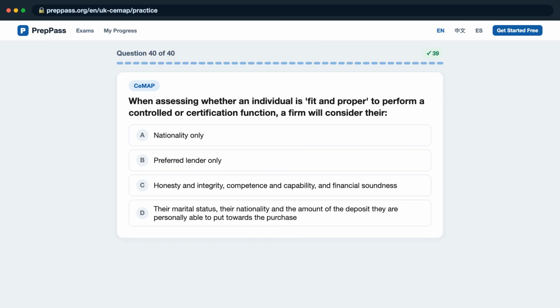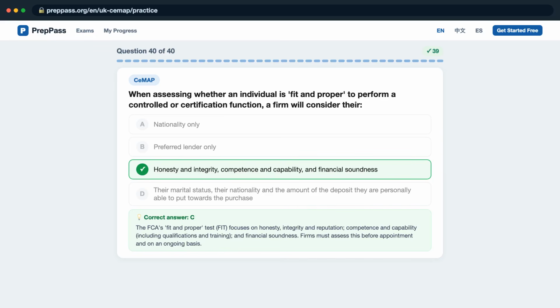Question 40. When assessing whether an individual is fit and proper to perform a controlled or certification function, a firm will consider their, is it A, nationality only? B, preferred lender only? C, honesty and integrity, competence and capability, and financial soundness? D, their marital status, their nationality, and the amount of the deposit they are personally able to put towards the purchase? The correct answer is C.